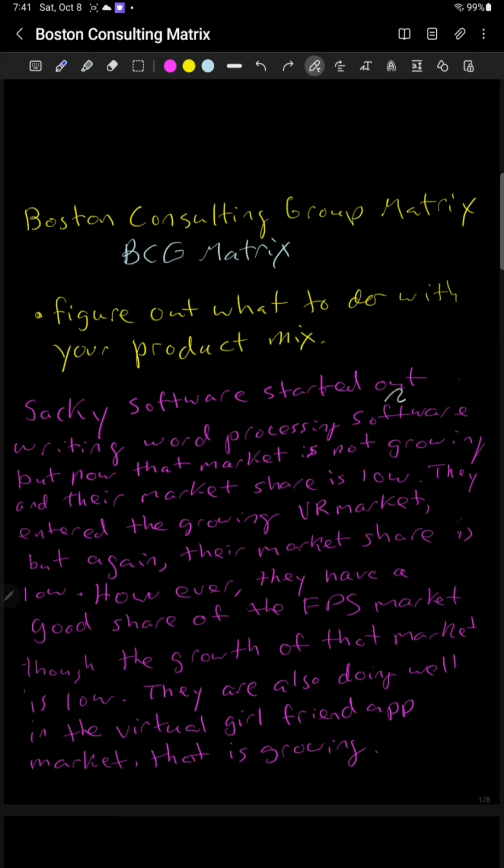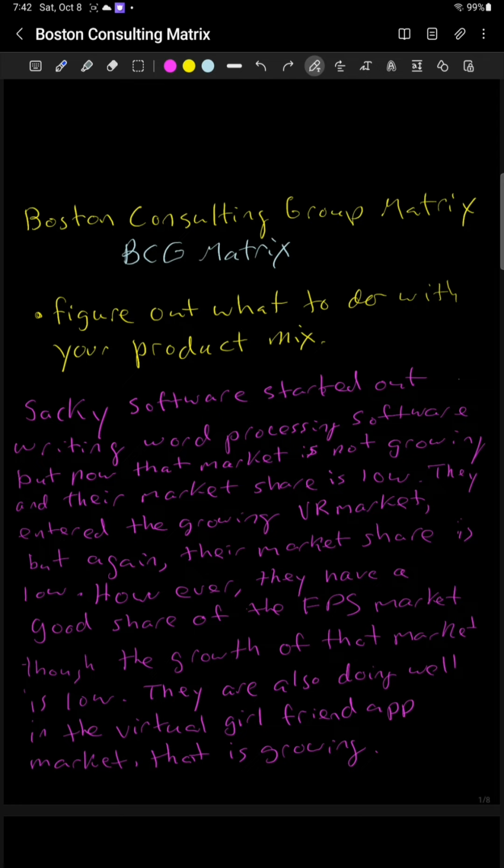Saki Software started out writing word processing software, but now that market is not growing and their market share is low. They entered the growing VR market, but again, their market share is low, though that market is growing. However, they have a good share of the first-person shooter market. The growth of that market is low, but they have a good share of it, right? And they're also doing well in the virtual girlfriend app market, which is also growing. So we have 4 types of products they're selling.